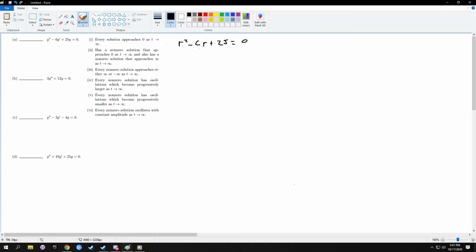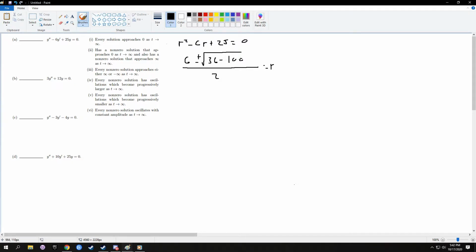I'm not going to try to factor this. I'm going to go right to the quadratic formula because that's one of the easiest things to do. So 6, because it's minus b, so minus and minus becomes positive, plus or minus the square root of 6 squared, which is 36, minus 4 times 1 times 25. We know 4 times 25 is 100. And this is all over 2 times the coefficient, which is 1, so it's 2. And this will equal your r value.